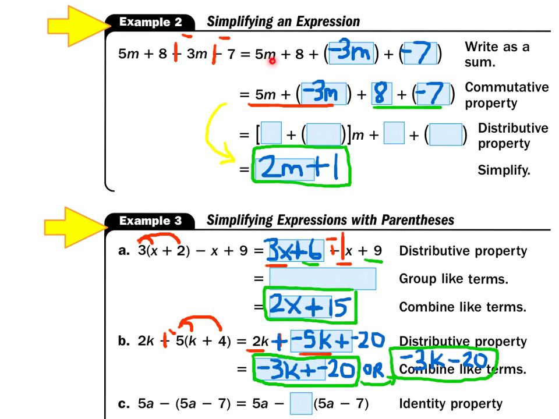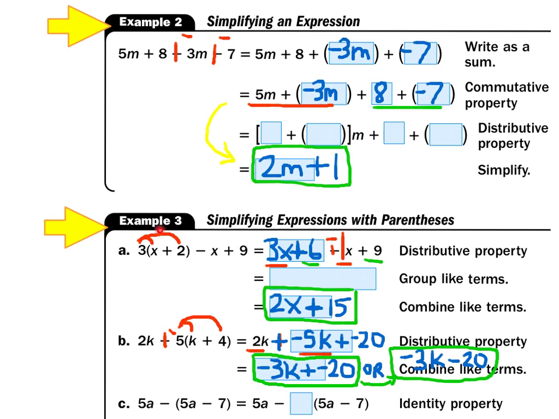Notice how the 5m and the negative 3m match. They both have the same variable, so we put them together. And then the 8 and the negative 7 match because they're both constants, so we put them together. So 5m plus negative 3m makes positive 2m, and then I put my addition sign, and 8 plus negative 7 makes positive 1. So I get 2m plus positive 1. And I cannot go any farther because the 1 does not have an m after it.